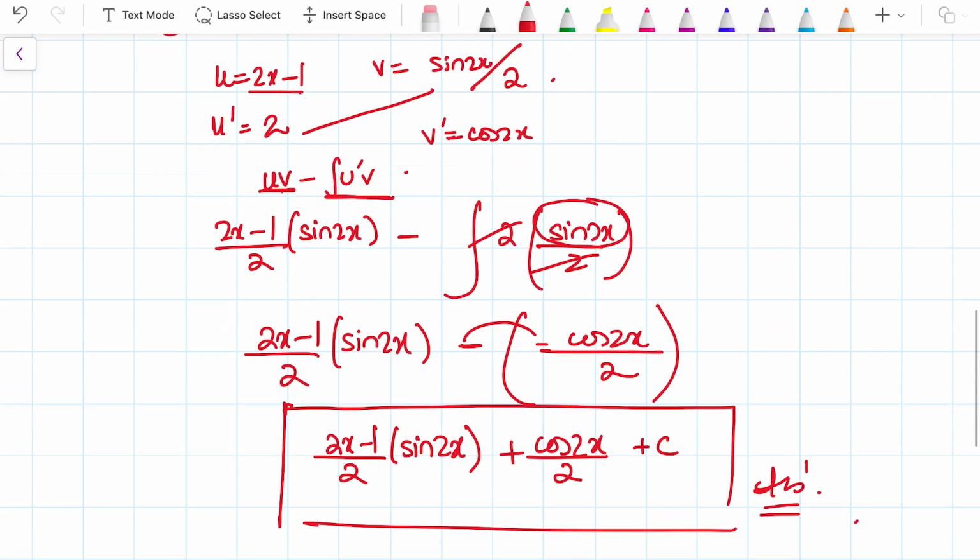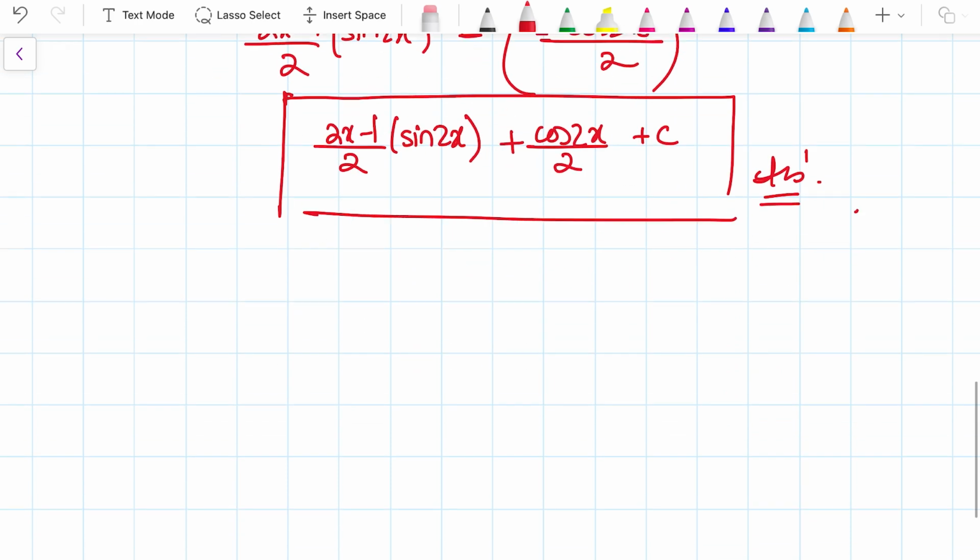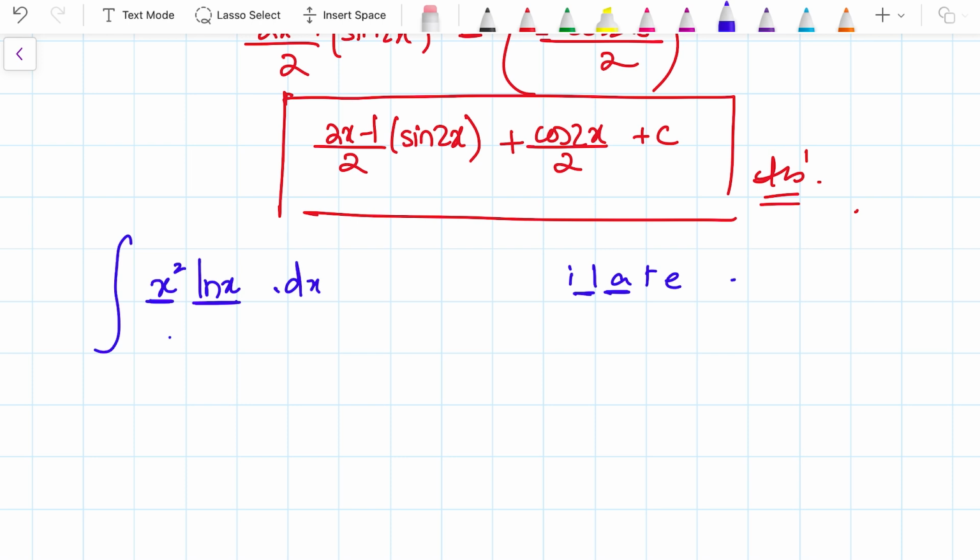All right. Let's do one more example. Now, it's ILATE, algebra and log. Algebra and log, so log comes first. Let's take this as u, and v bar will become x squared. The integral of it is power plus 1 divided by the new power. The differential of ln x is 1 upon x.